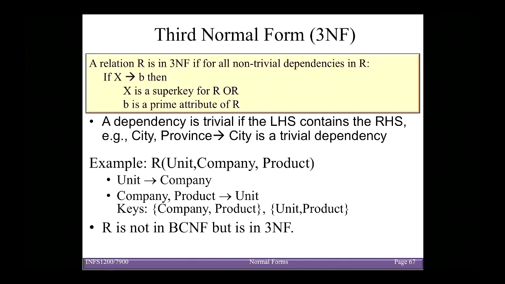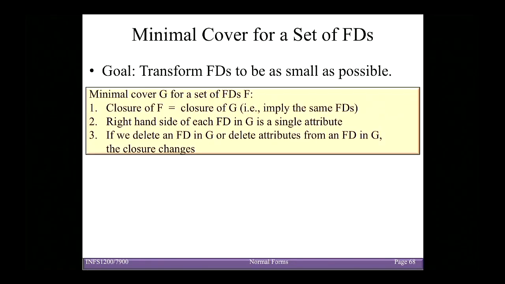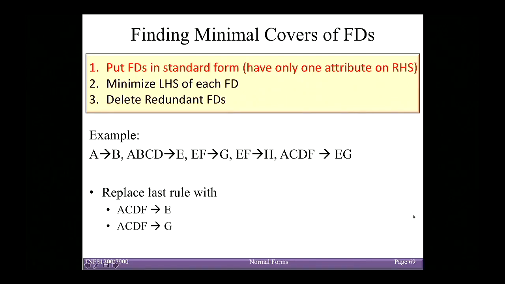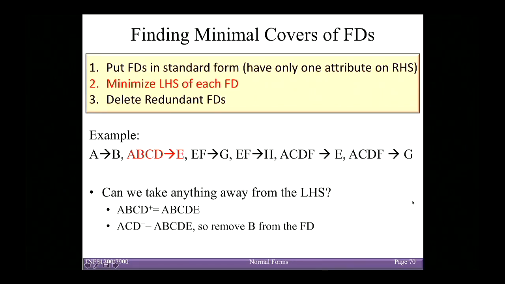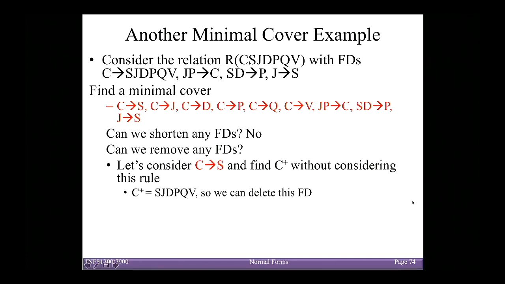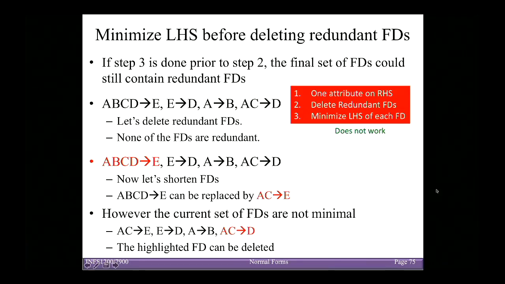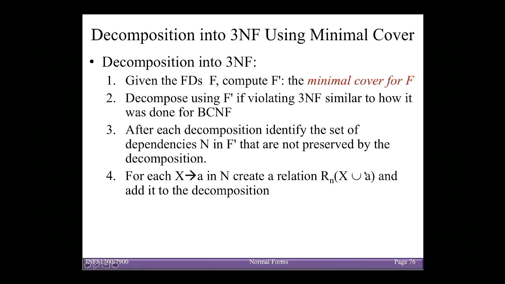Then we introduced third normal form and some of its characteristics, and we talked about minimal cover. We said if you want to put things in third normal form, you need to put them in minimal cover. There are 3 steps: put FDs in standard form, minimize the left-hand side, and delete redundant FDs. We went through 2 examples, and we said you can't switch the order in which you do these steps. And here's where we ended.